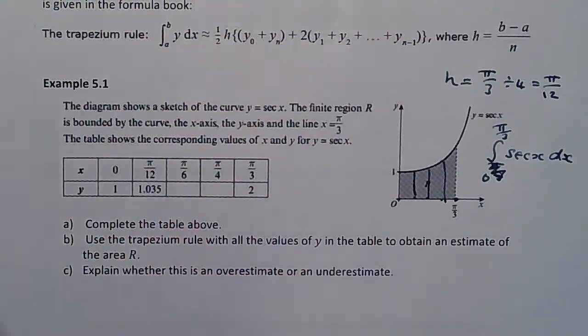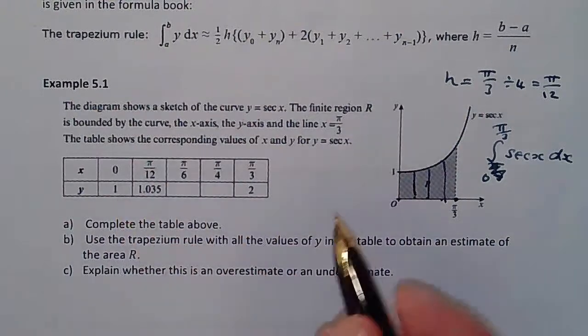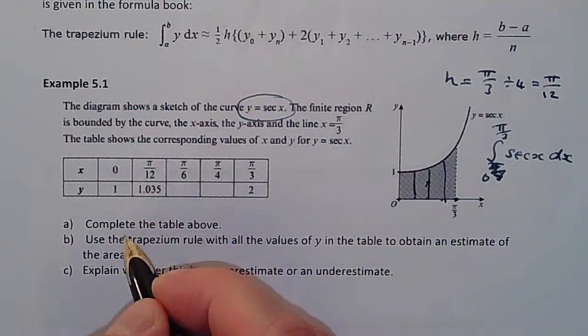All right. Now, to get the y values, where did these come from? Well, they came from the formula y equals sec x. So therefore, they've done sec of pi by 12.